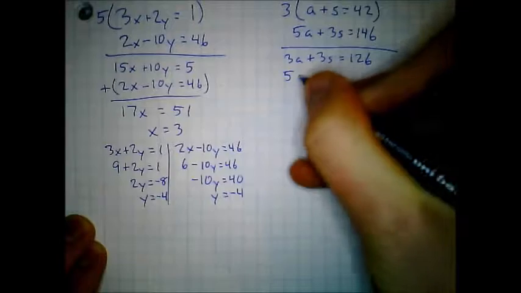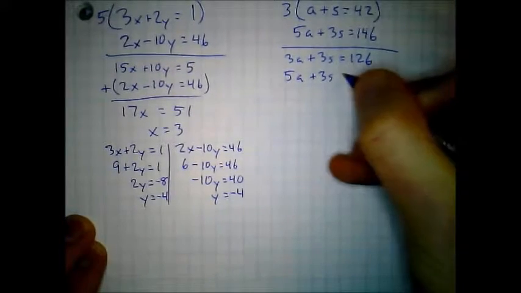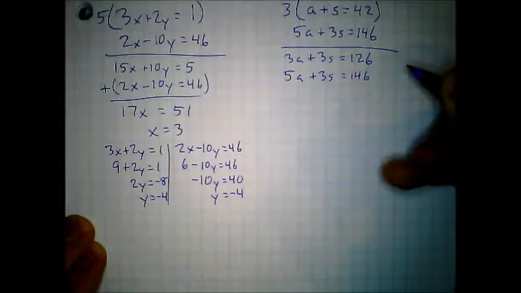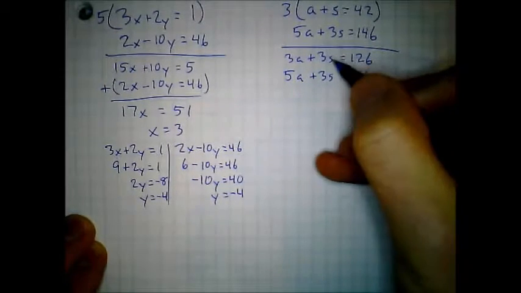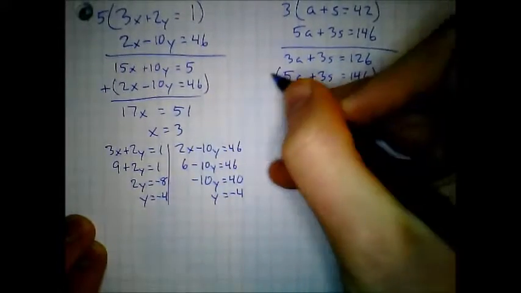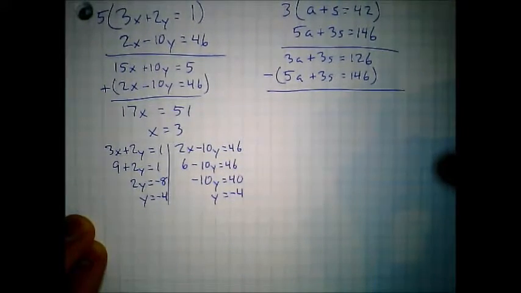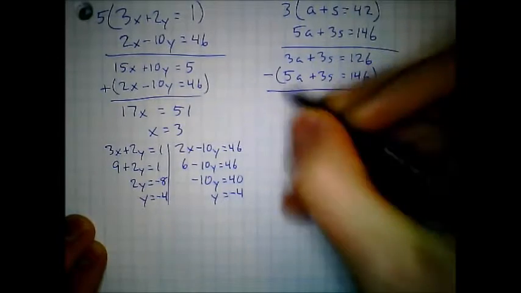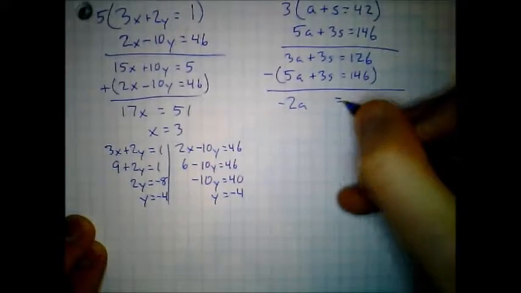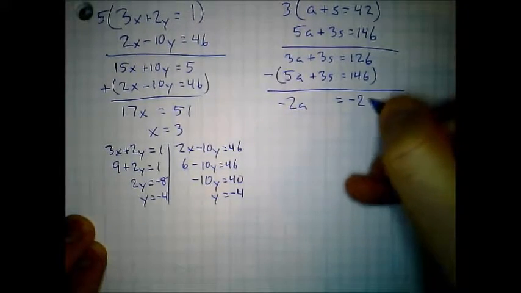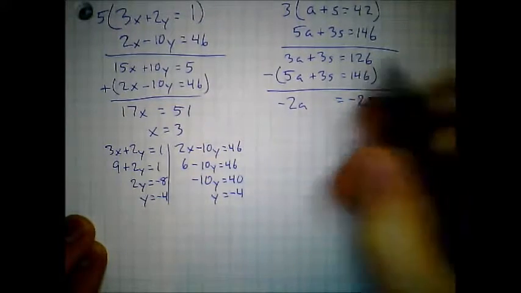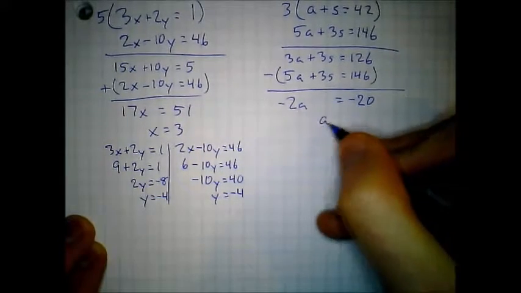In the second equation, 5a plus 3s equals 146. So I notice if I subtract these two equations together, my s's will cancel out. So I want to combine these two equations with subtraction. 3a minus 5a is negative 2a. 126 minus 146 is negative 20. Again, we're just careful to do the operation we said we're going to do. So negative 2a equals negative 20, so a equals 10.